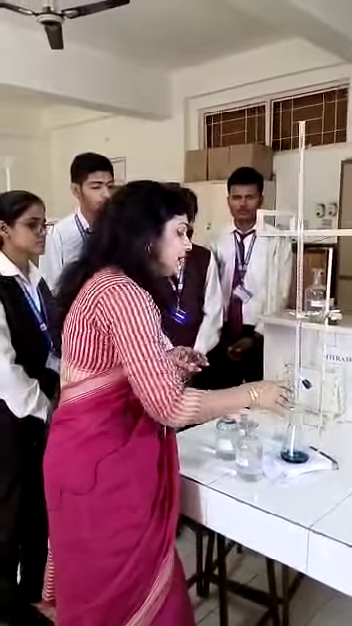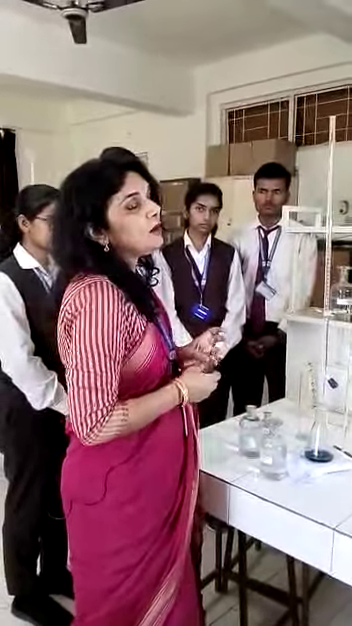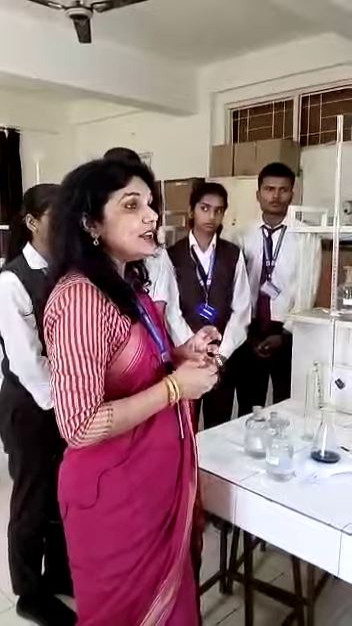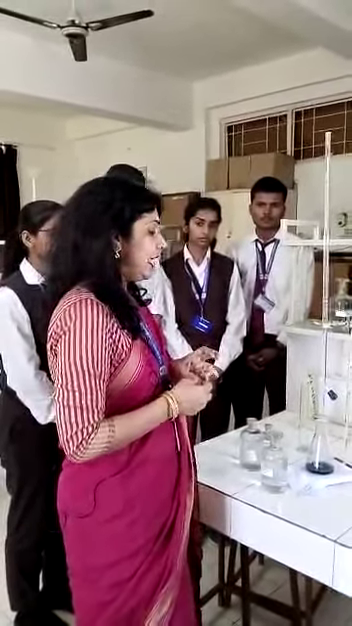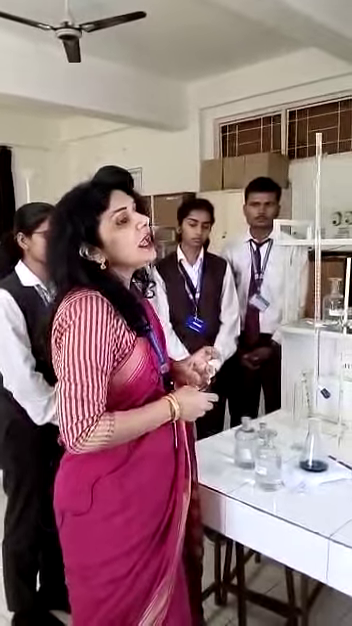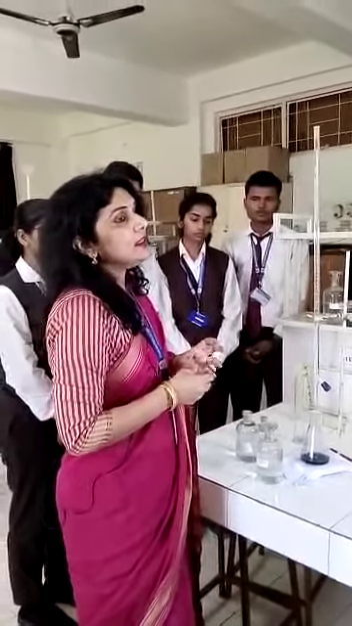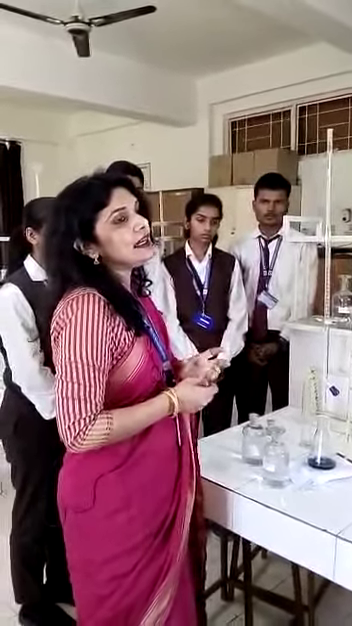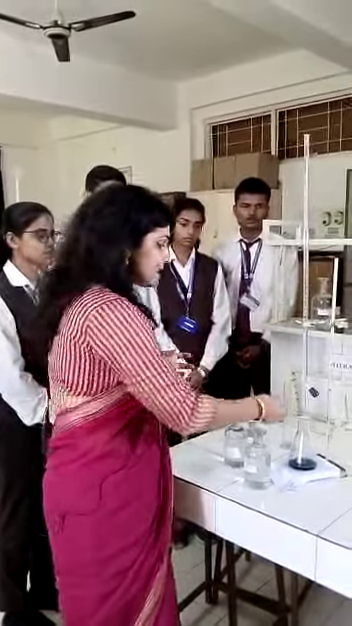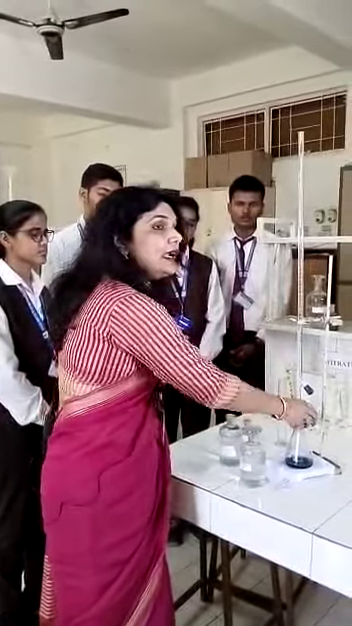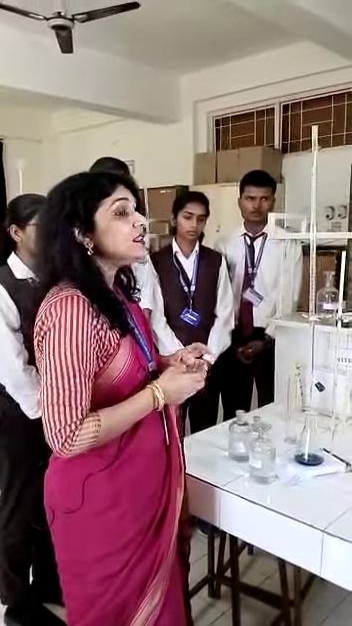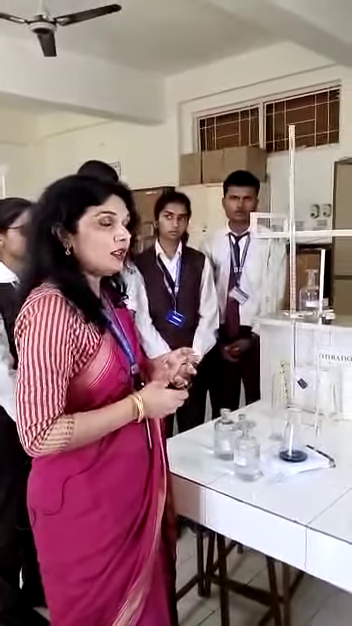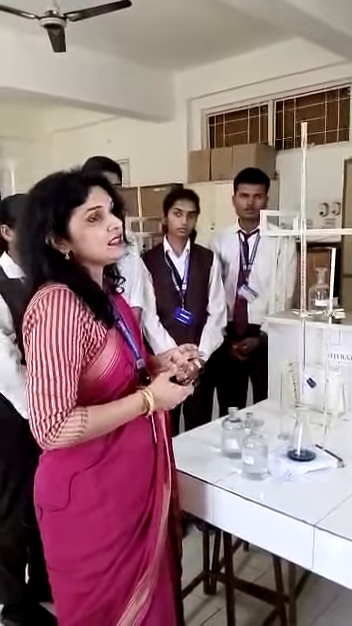Now, after doing the calculation with the help of the normality equation, that is N1V1 is equal to N2V2, we will put the values in this equation and we would get the result. The result would be near about 600 milligrams per liter. It means sample A contains 600 milligrams per liter hardness. And this sample of water is not at all good or fit for drinking because the hardness is quite high.